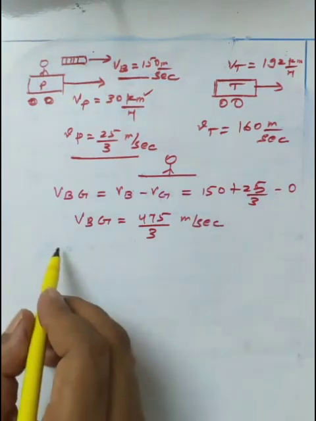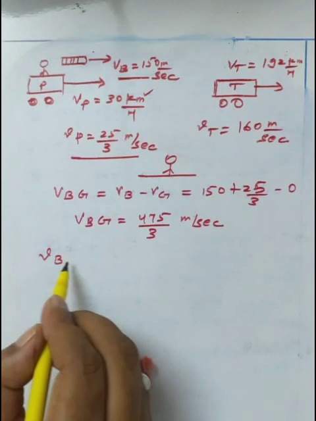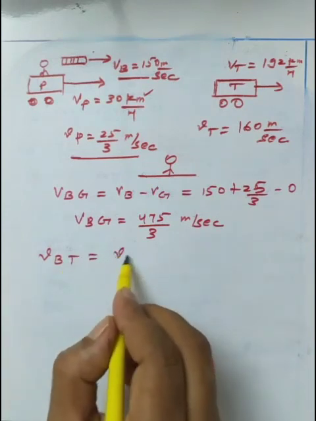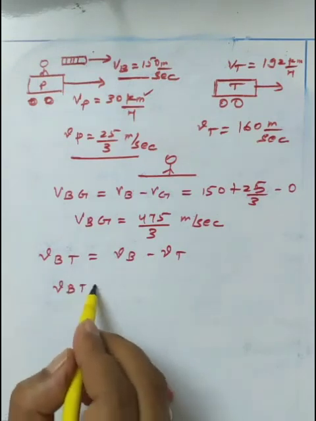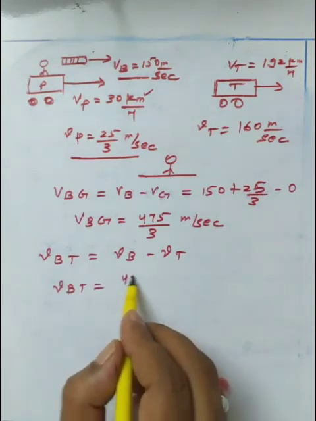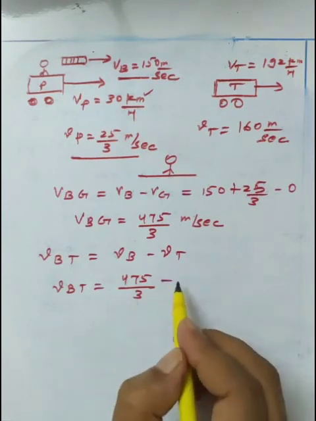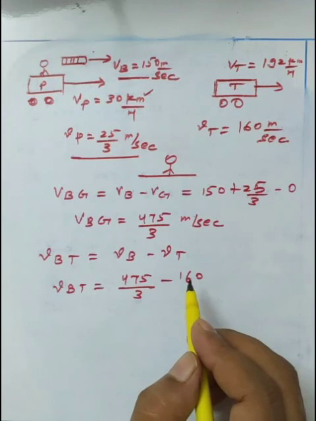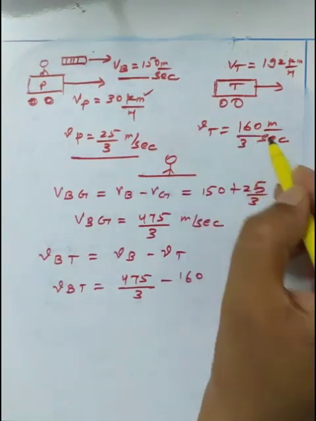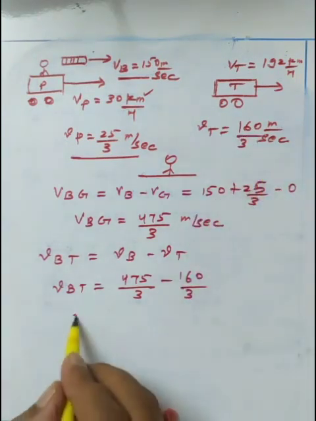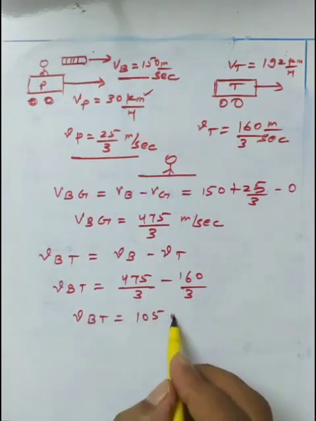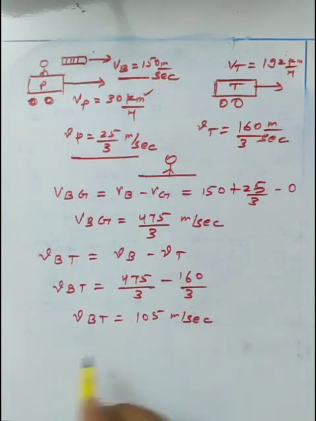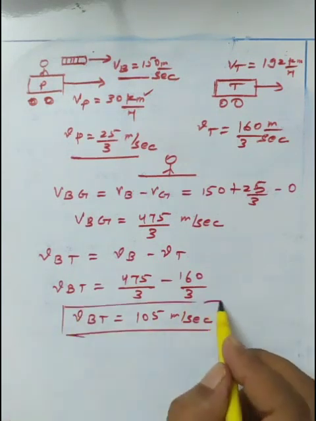Now the velocity of the bullet with respect to the thief's car is equal to the velocity of the bullet minus the velocity of the thief's car. So the velocity of the bullet with respect to the thief's car is 475 upon 3 minus the velocity of the thief's car, that is 160 by 3, dear students. Now this is over 3. Solving it, we get the velocity of the bullet with respect to the thief's car as 105 meters per second.